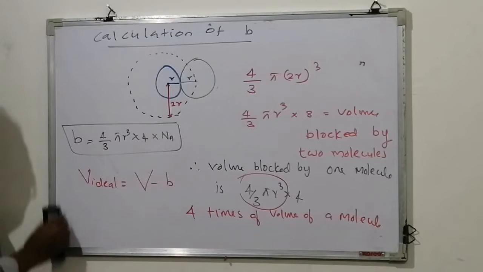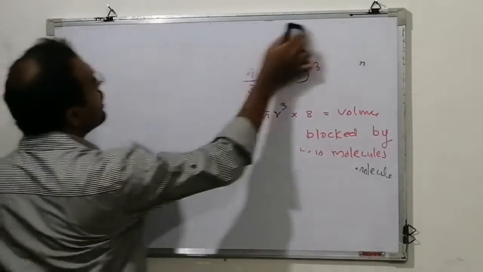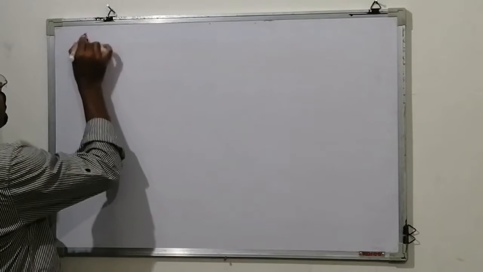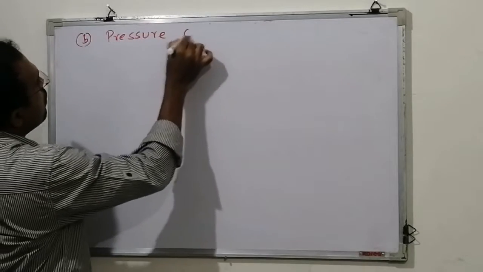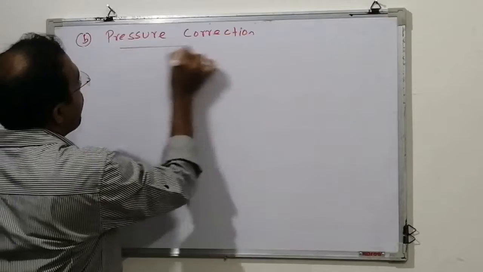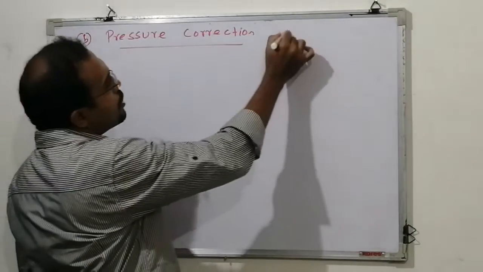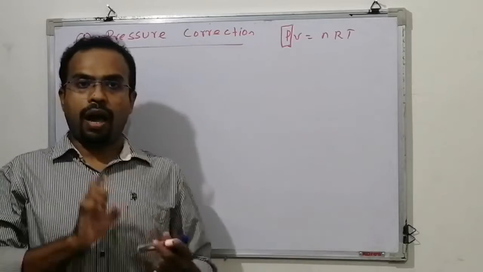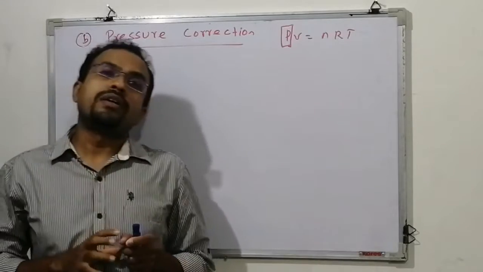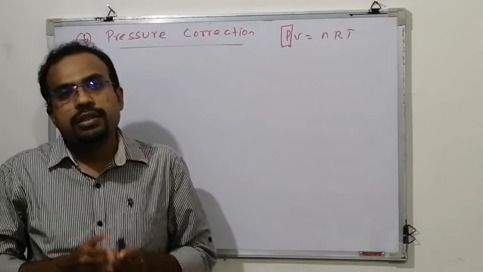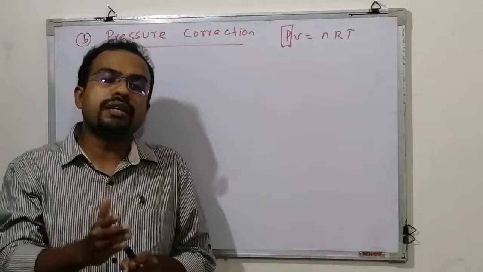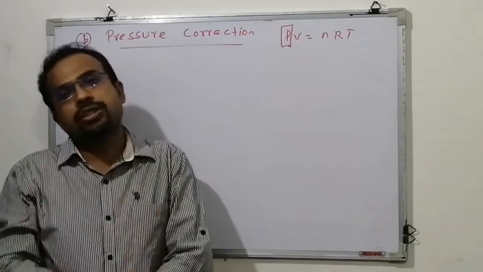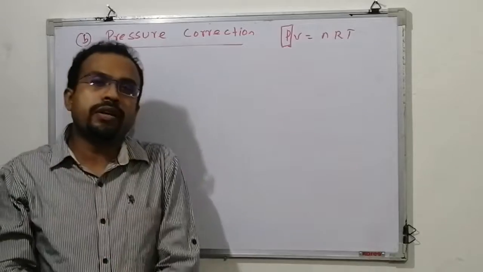Now we can go to the next correction. The second correction was the pressure correction. Pressure correction, the second correction, that is called the pressure correction. In the ideal gas equation PV is equal to nRT, this pressure has been derived based on the assumption that there is no attraction between the gas molecules. But when you take a real gaseous system, there is attraction between gas molecules.